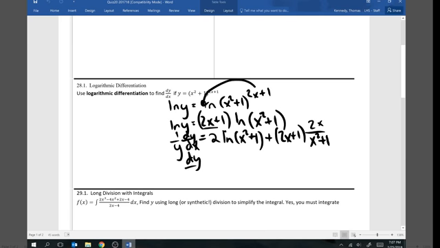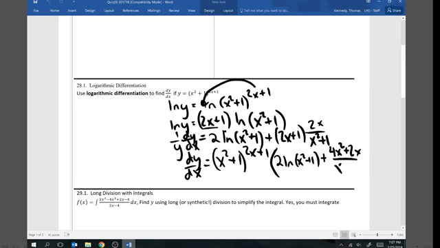And then lastly, all we do in these questions is multiply the y to the other side. So y is x squared plus 1 to the 2x plus 1. And we multiply by parentheses all this junk. So 2 natural log of x squared plus 1. And if you were super special, you could put the 2 in the power, but you don't need to. Plus 4x squared plus 2x over x squared plus 1. That's a very acceptable answer.